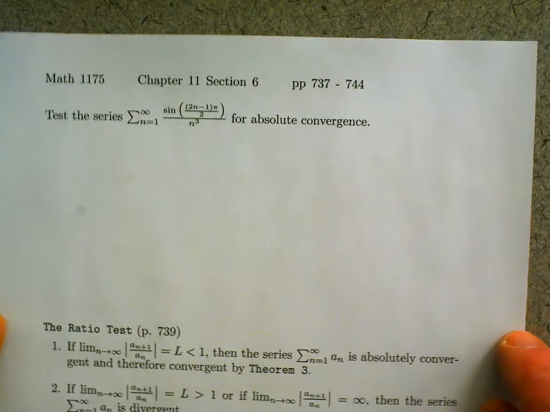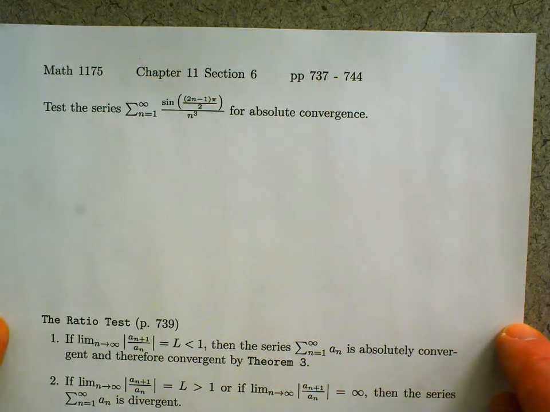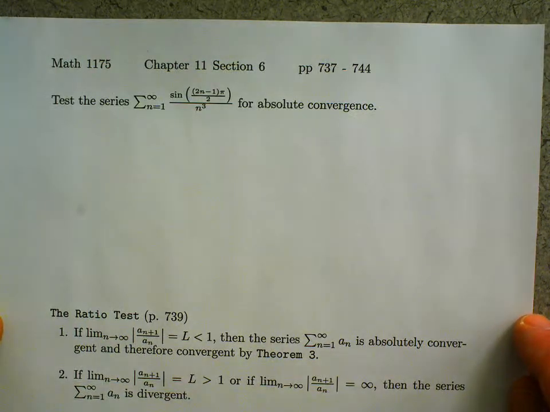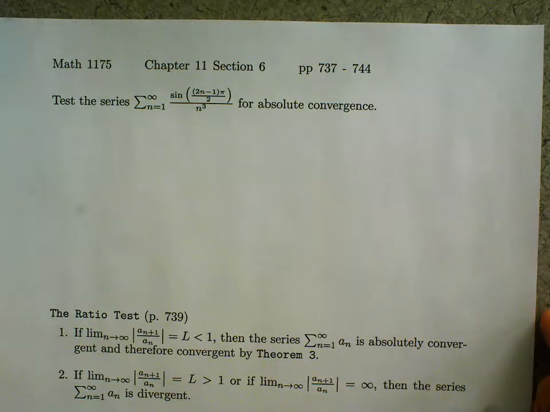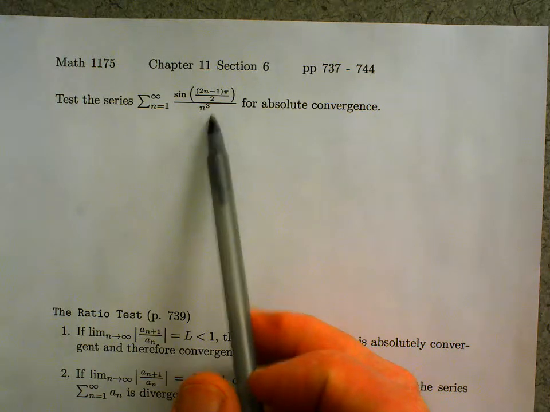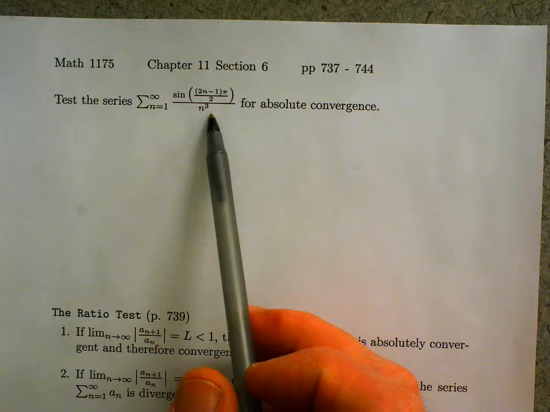Well, let's move on to this example. Test this series for absolute convergence. What are we looking at? We have the series. The terms are sine of (2n minus 1) times pi over 2, divided by n to the third. Okay, so this is just a semi-camouflaged alternating series.